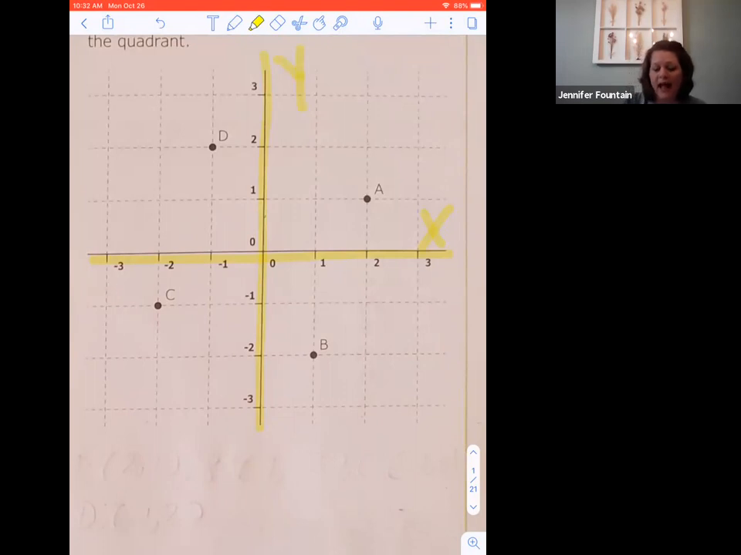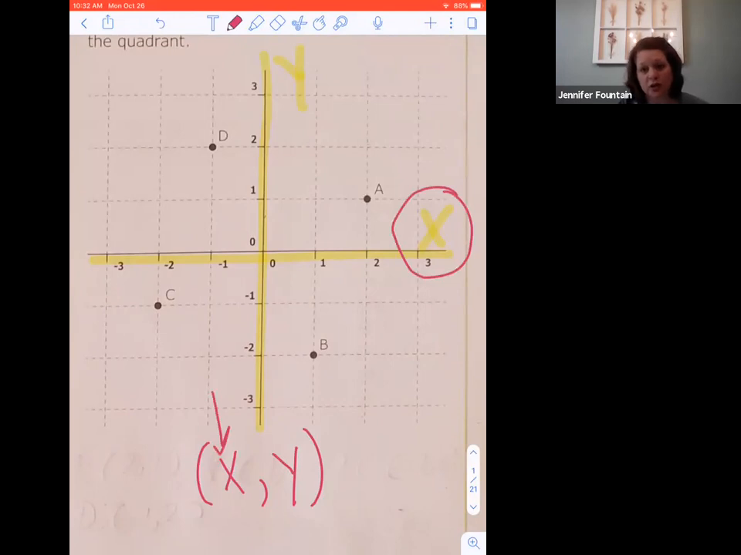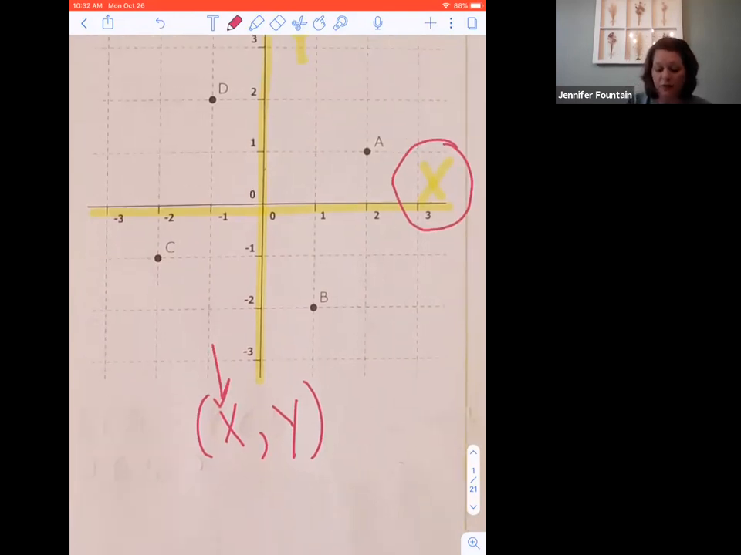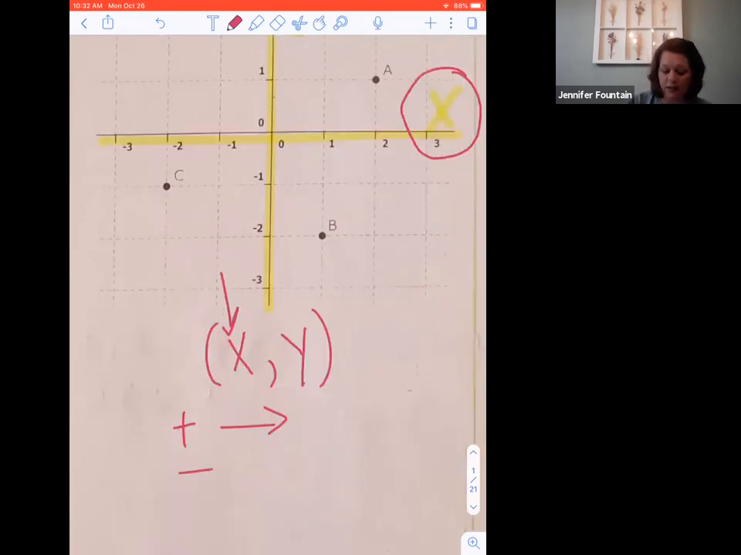So when I have an ordered pair, remember an ordered pair is going to give me an X value and a Y value. We always write our ordered pairs in parentheses. And when it has the X value, that means I'm going to move along the X axis first. Remember, if it is positive, I'm going to go to the right. If it is negative, I'm going to move to the left. Basically think about your X axis as like a number line. That's exactly what it is. It's a number line.